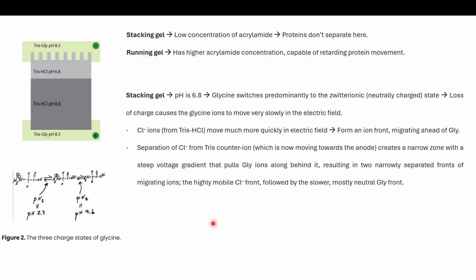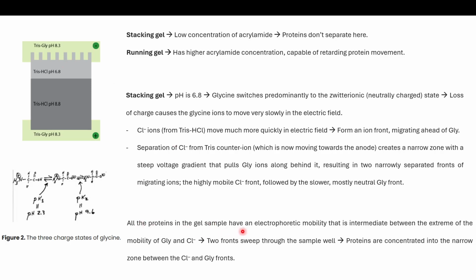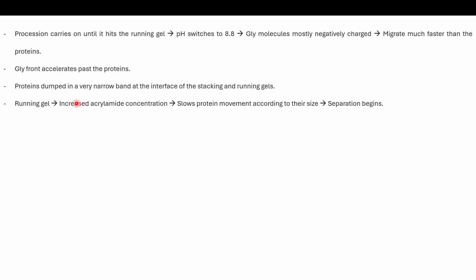Now, all the proteins in the gel sample will have an electrophoretic mobility that is intermediate between the extreme mobility of glycine, which is really slow, and chloride ions, which is really fast. We are talking about the mobility here along this particular setup. Now these two fronts sweep through the sample well. In this sample well, everything has this particular pH, 6.8. Two fronts sweep through the sample well and the proteins are concentrated into the narrow zone between the chloride and glycine ion front.